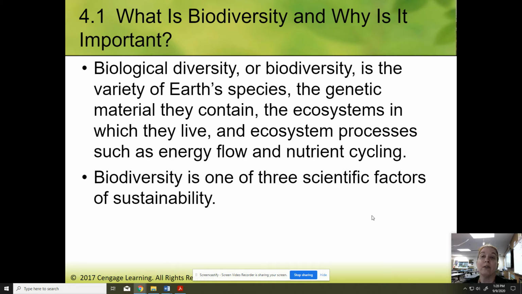So this is one of the three big scientific factors of sustainability. So we will be talking a lot about biodiversity throughout this year. Very quickly and simply, the more biodiversity you have, the better and healthier the environment is. The lower the biodiversity, the less healthy it is.